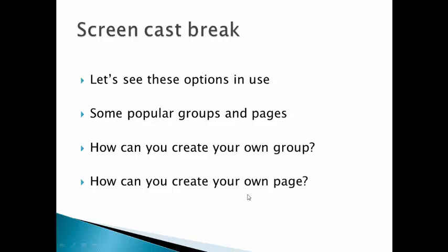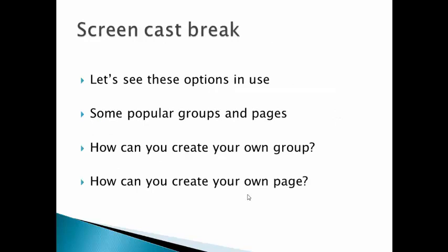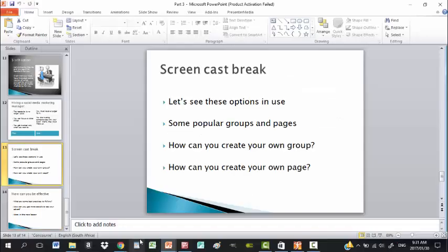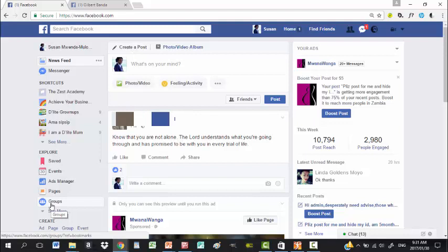So during our screencast break, we looked at various options, groups and pages. You can either use an existing group or create your own group. You can use an existing page or create your own page. Okay. Now, how do you create your own group or your own page? Let's go back there. Okay, let's come to my home page here where it says groups. So I'm going to just look at this list. Okay, down here. Look at the bottom. It says create. So you can create an ad.